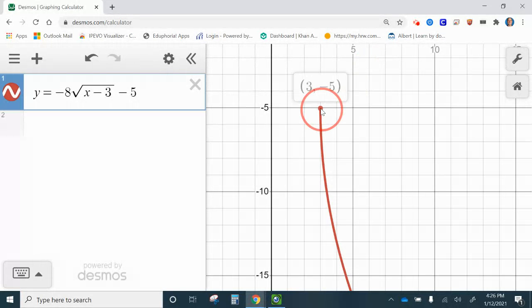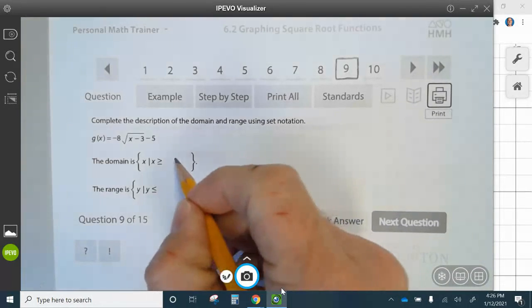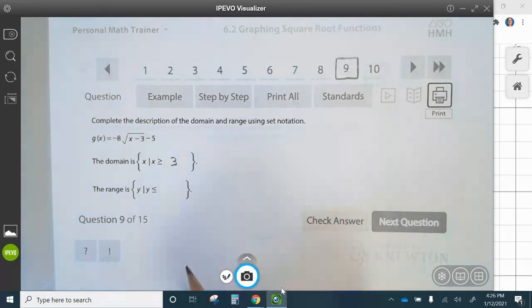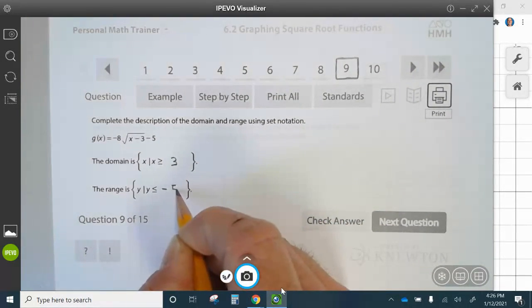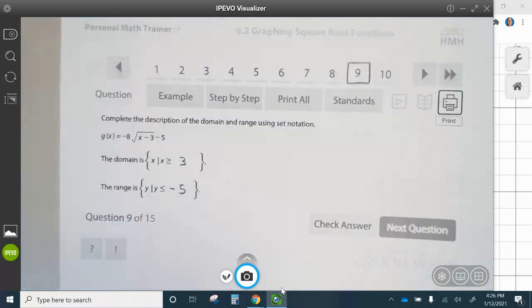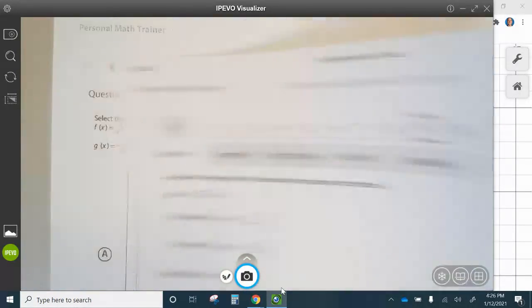So the domain is x greater than or equal to 3, since it's going to the right, and the range, since it's going down, is less than or equal to 5. So the domain is x greater than or equal to 3, and the range is y less than or equal to negative 5. All right, let's take a look at the next question.